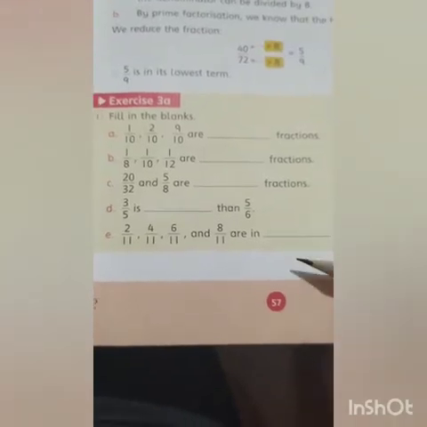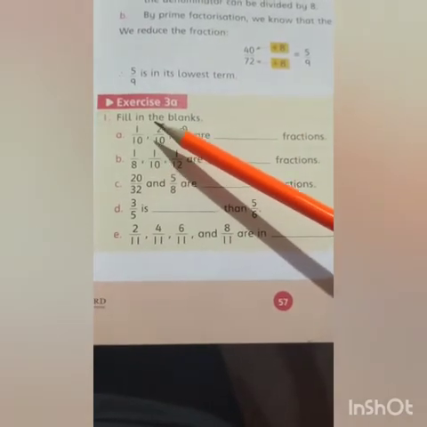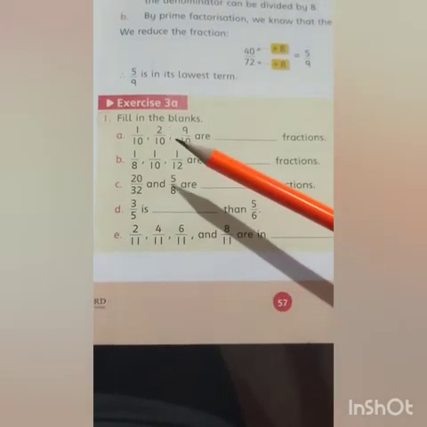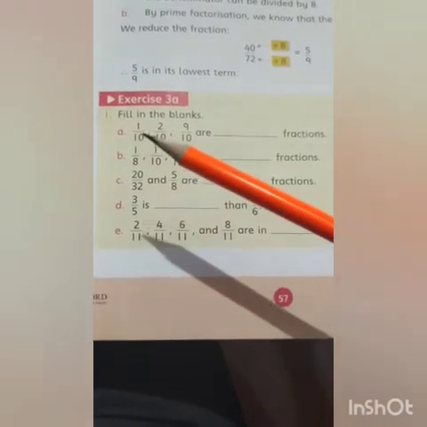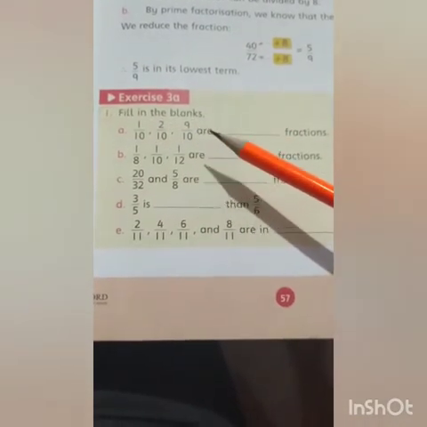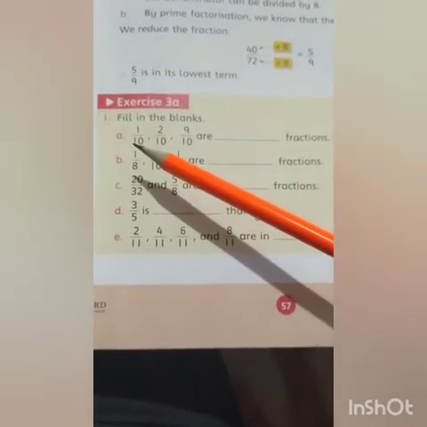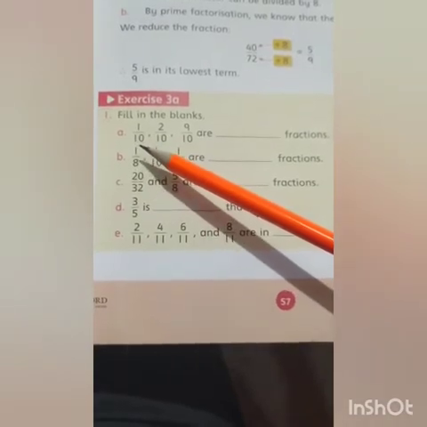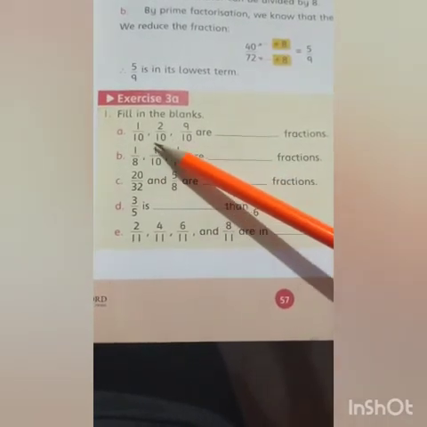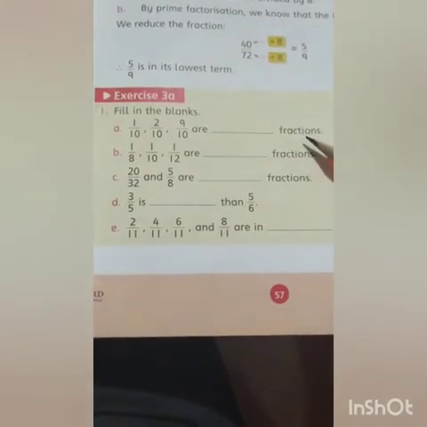Now students, look at page number 57. Exercise 3A. It's filling in the blanks. We have to solve the blanks according to the knowledge that we have gained about fractions. Part A: 1/10, 2/10 and 9/10 are dash fractions. What fractions are these? Just consider the denominators. Look at the denominators, they are the same. Denominators are the same, so these are like fractions.